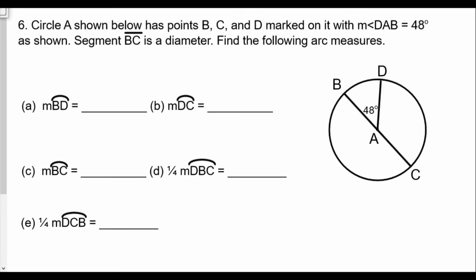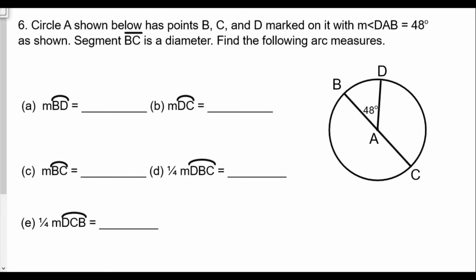And our next question, number 6. Circle A shown below has points B, C, and D marked on it, with measure of angle DAB equals 48 degrees as shown. Segment BC is a diameter. Find the following arc measures.